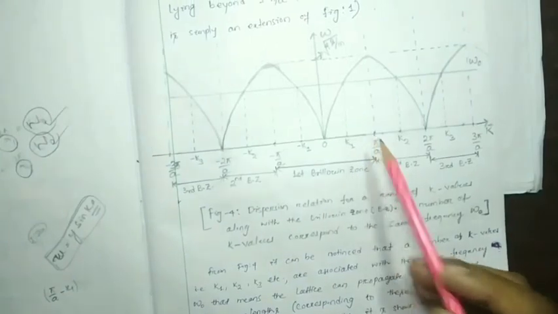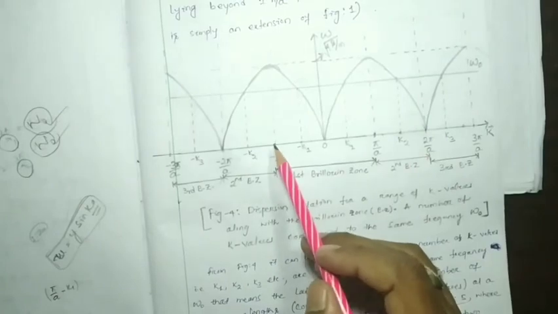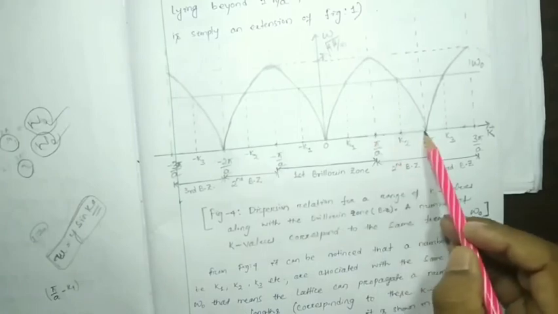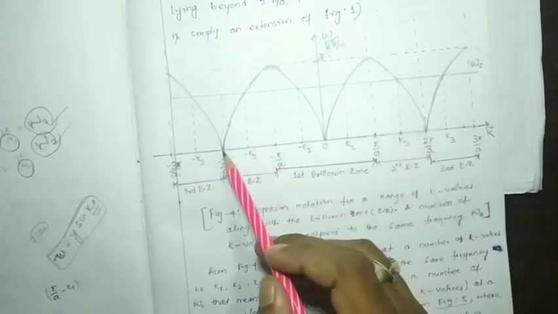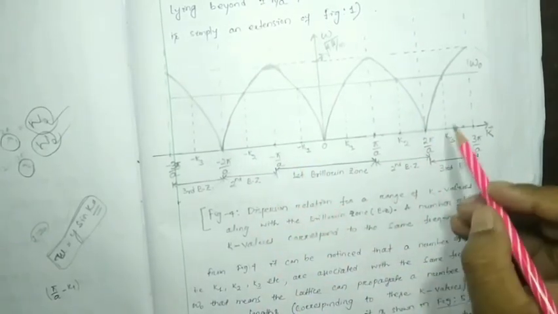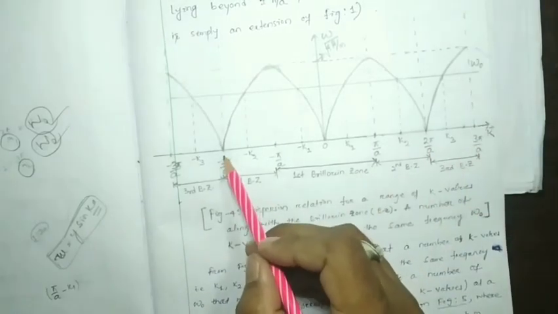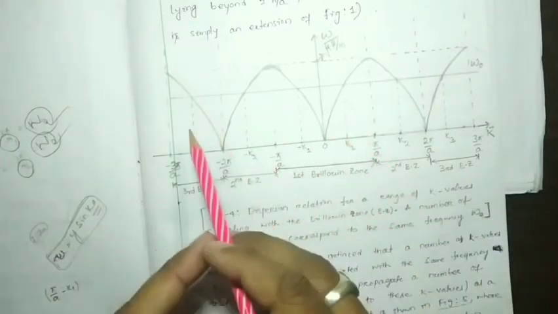Okay, first Brillouin zone. Then from pi by a to 2 pi by a, and here from minus pi by a to minus 2 pi by a, these two regions belong to the second Brillouin zone. Then 2 pi by a to 3 pi by a, and minus 2 pi by a to minus 3 pi by a, these regions belong to the third Brillouin zone, which we have studied in our previous classes, and here I have represented it in one dimension.